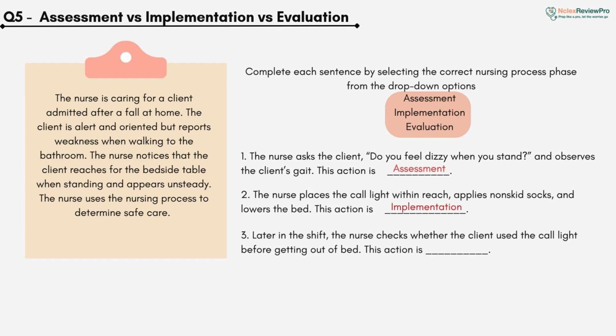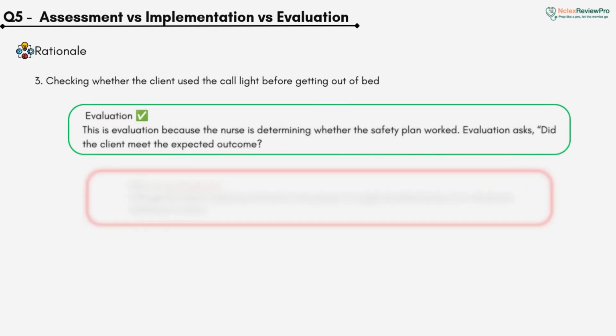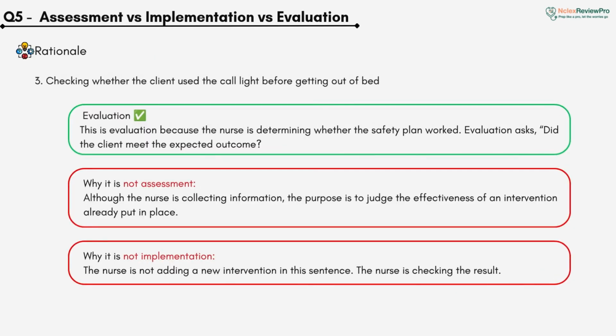Sentence 3 says, later in the shift, the nurse checks whether the client used the call light before getting out of bed. This action is blank. RN aspirants, please utilize your reasoning and figure out the correct answer. This is actually evaluation. The nurse is checking whether the safety plan worked.